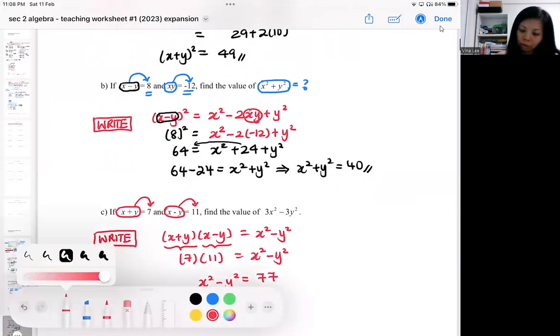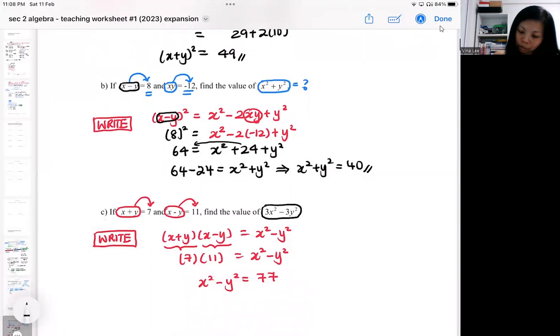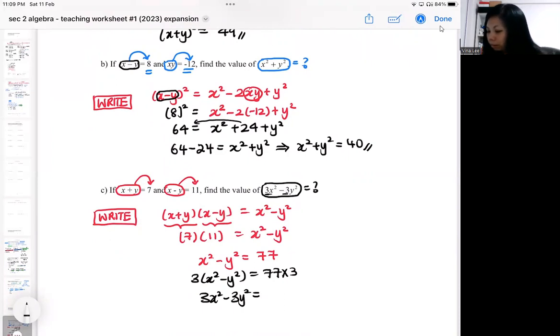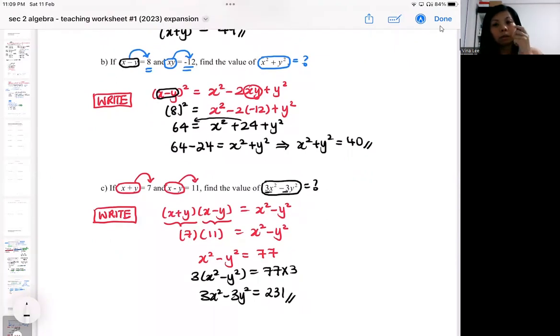But you look at the value that they are asking you. There is an extra 3. So you multiply 3 on both sides. So that's how you get it. So I can find the values without knowing my x and y. Okay, so you guess the formula, you write down the formula. Make sure you write the full formula, and then you insert the values and see what you can reshuffle.